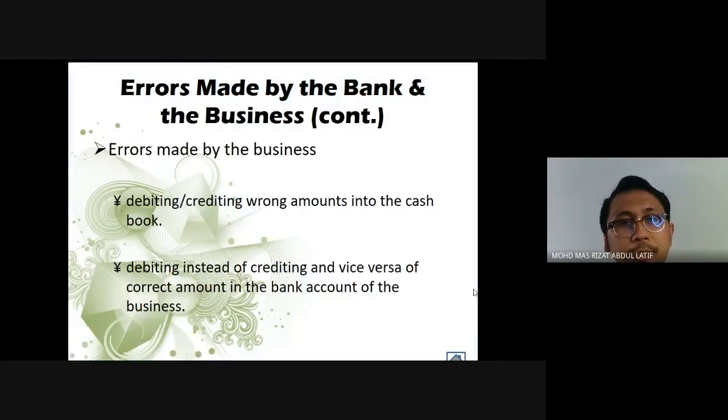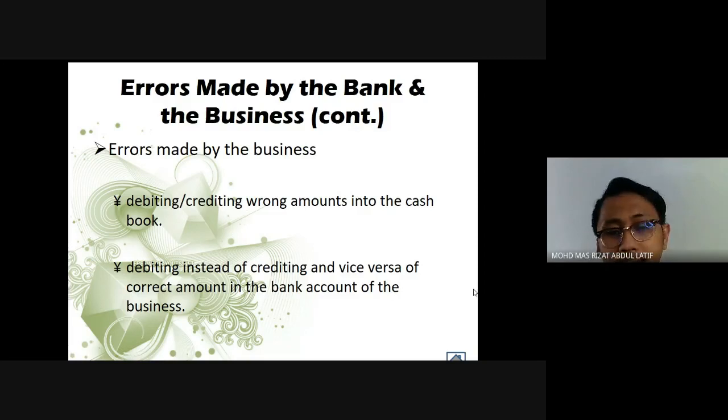Next one adalah errors made by the business. So lebih kurang sama juga. The first one, debiting or crediting wrong amount into cash book ataupun into bank account, ledger. You pergi debit ataupun creditkan amount yang salah. Contohnya dalam bank account, okay, you ada lim auto 450 sebelah kredit. Tapi apa you buat? You pergi buat lim auto RM40. Tertinggal 1 kosong. Salah. Tapi dalam bank statement betul 450. Tapi dalam bank account tertulis 45.